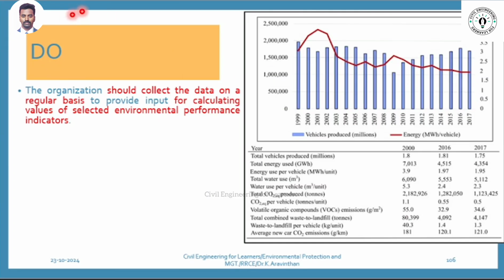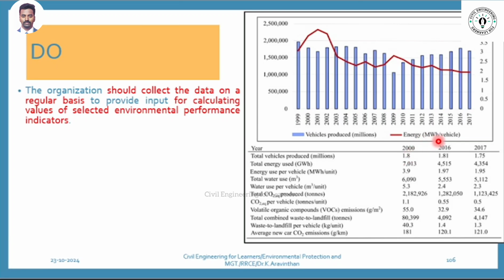The next thing is do. Here is an example I have given. On the right-hand side you can see a chart. What are the things available? It is a car manufacturing industry. They have started evaluating this. They have done environmental performance evaluation. From which year did they start? 1999, 25 years ago. Now you have the axis for the year. You can see vehicles produced. How many vehicles did they produce in 1999? 20 lakh cars. How much energy do they consume?